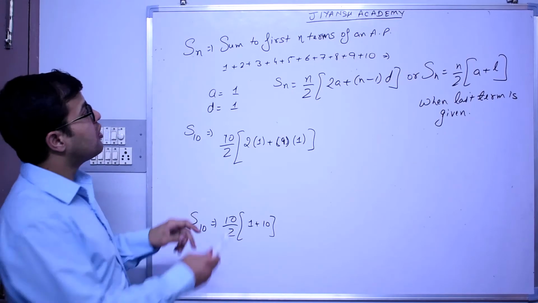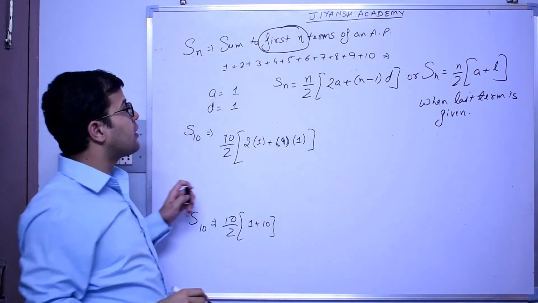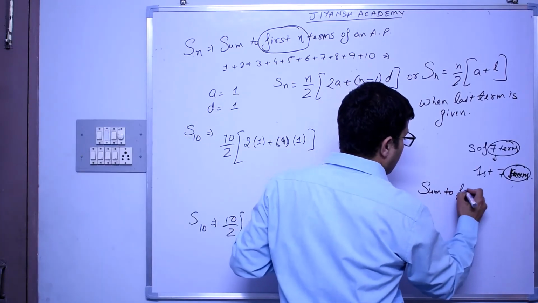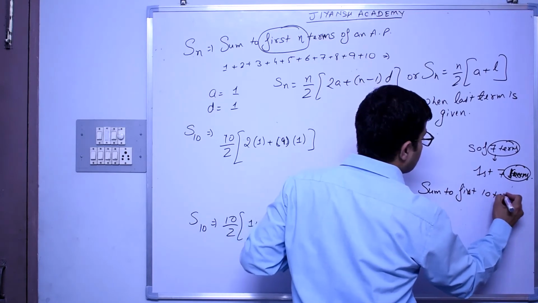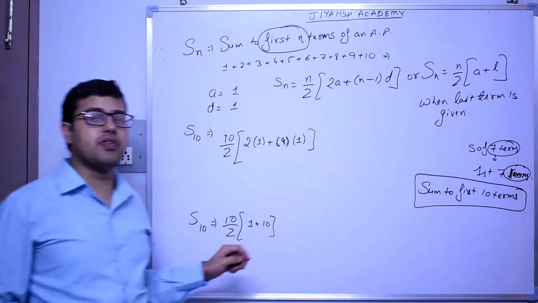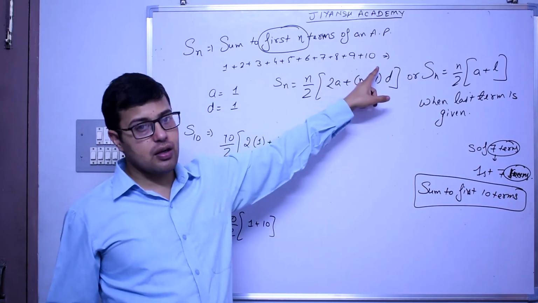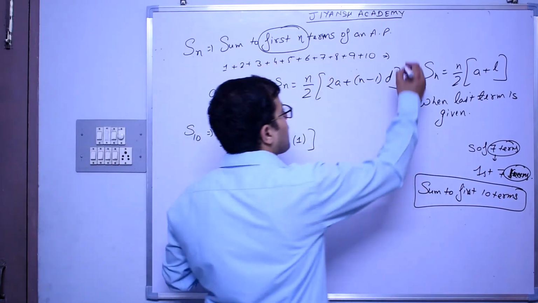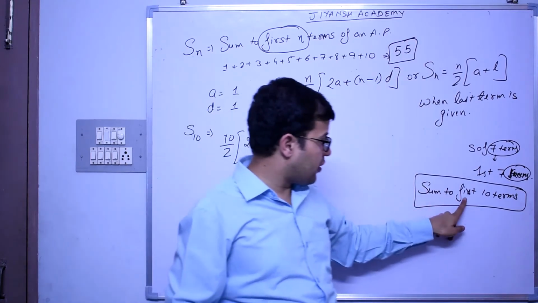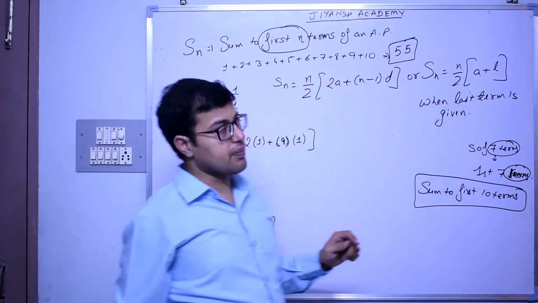This is sum to first n terms. Now this is very important to understand. What does first n mean? Sum to first 10 terms. Now if I don't know the formula, how will I find the sum to first 10 terms? I will take the first 1 to 10 terms, that is from number 1 to number 10, then add them up and the result will be 55. It means the sum to first 10 consecutive terms will be 55.